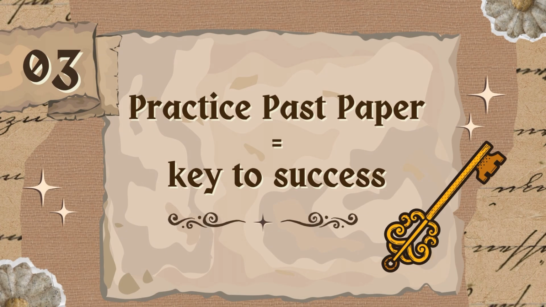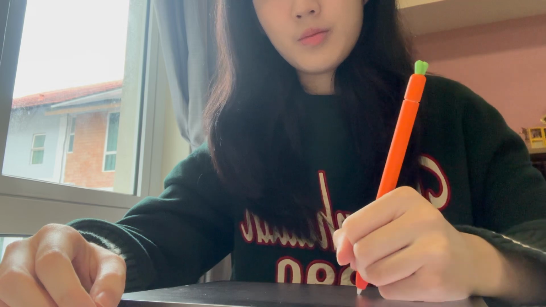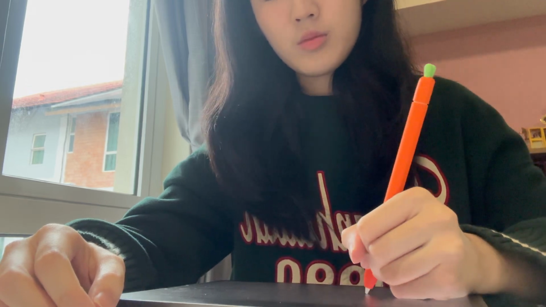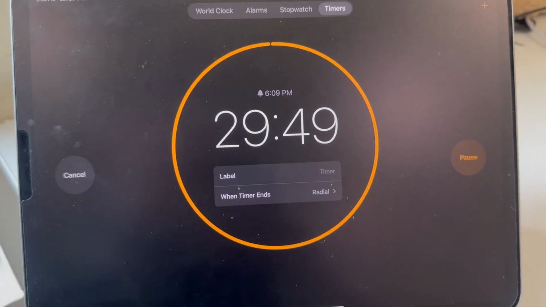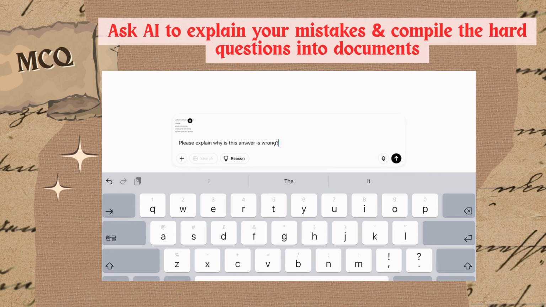You've heard it before, but it's true. Past papers are the key to success. Here's how you can do it. First, paper 1, multiple choice questions. You can start by doing a full section under time conditions, for example, 30 questions in 30 minutes. Then check your answers and analyze your mistakes.